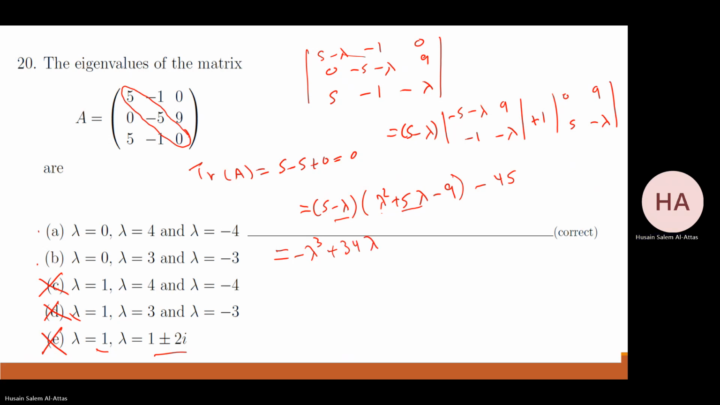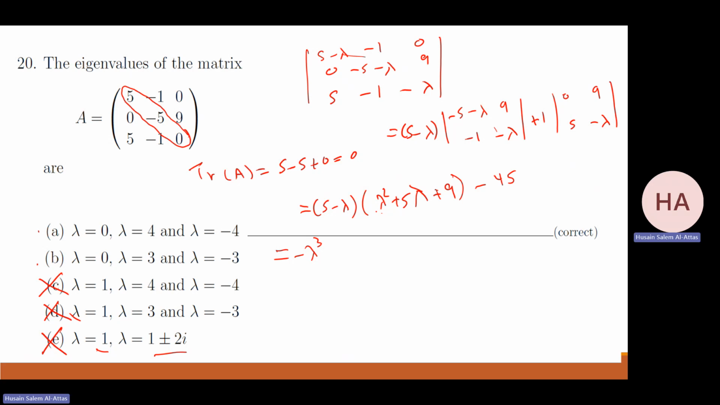Okay. Is it? Be careful. I need to multiply this by 5. This is plus 9. Sorry, this is plus 9. Let me check now. I have lambda square plus 5 lambda plus 9. This is 0 minus 45, correct.